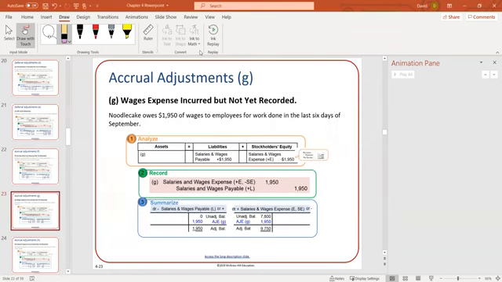Here's going to be a wage accrual where you've incurred some expenses but have not paid them yet. So you're going to have a liability. So you're going to have wages expense and wages payable, salaries and wages payable, which is a liability. So here's your adjustment. So debit your wages expense for $19.50, credit your payable for $19.50, and then of course you post to your ledger.